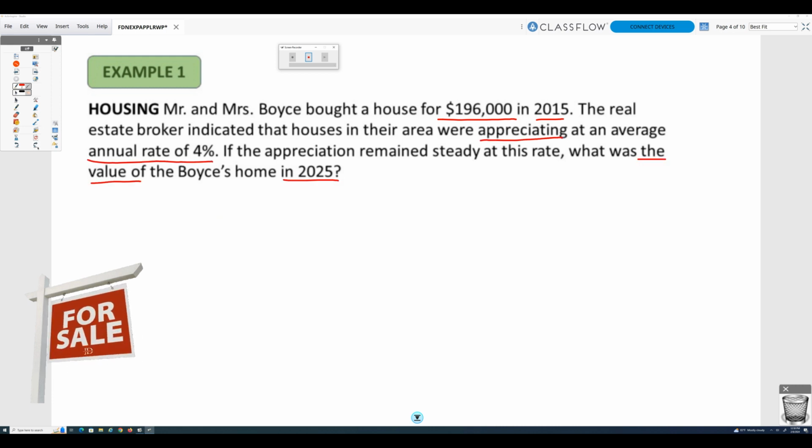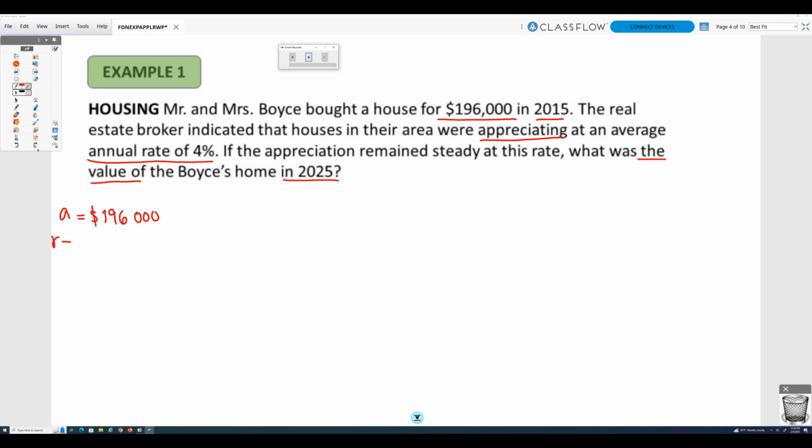$196,000 is the initial value a in 2015. The rate is 4% divided by 100%, or 0.04. The time is 10 years. The house appreciated through the years, then we use the exponential growth formula.